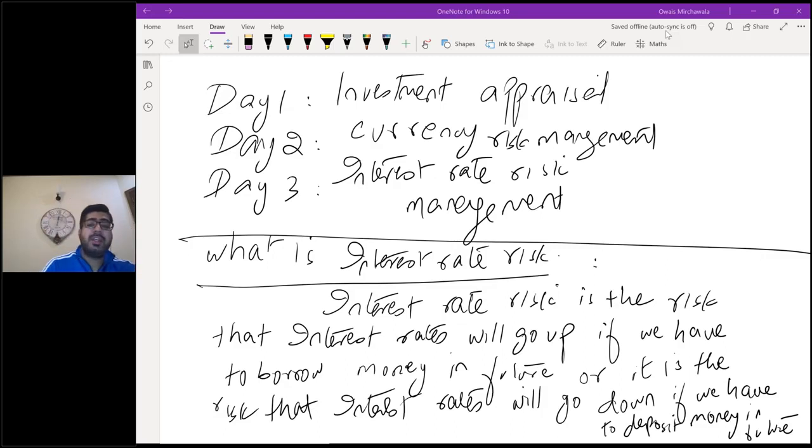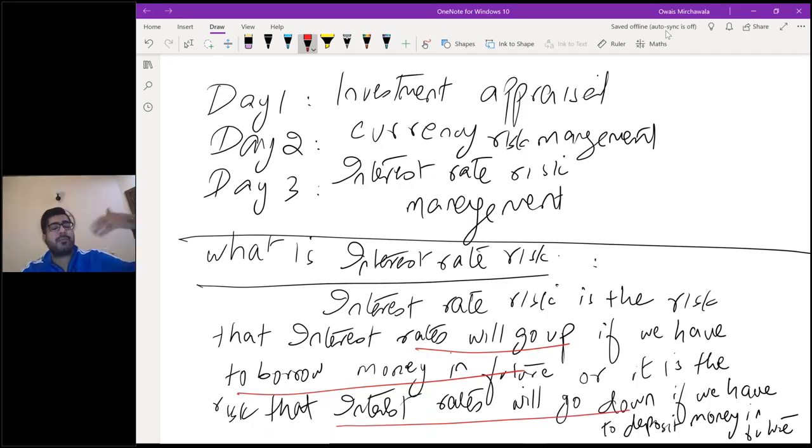Note the definition. Interest rate risk is the risk that interest rates may go up if we have to borrow money in future. Currency risk was the risk that currency rates may go up if you have to make payment. You plan to borrow money from the bank in future, and there's always a risk that at that time rates may go up. Or it is the risk that interest rates will go down if we have to deposit money in future. You plan to deposit some money in future.